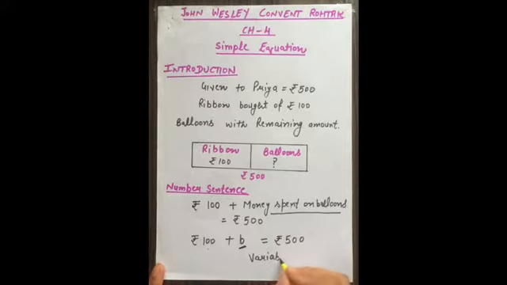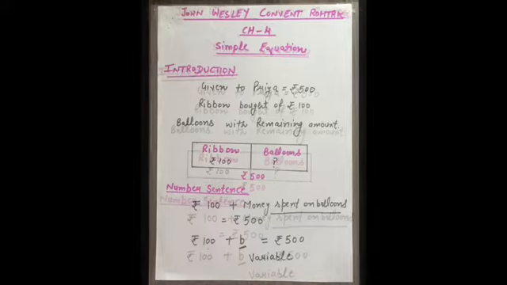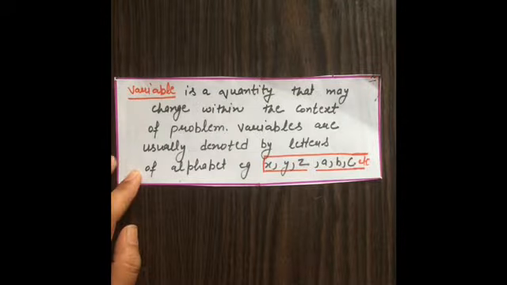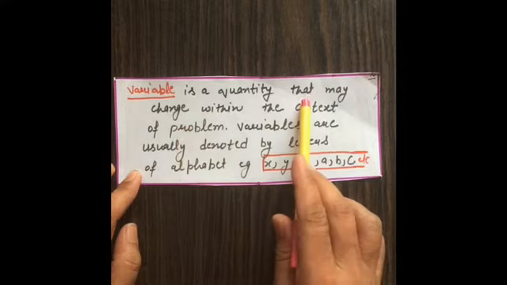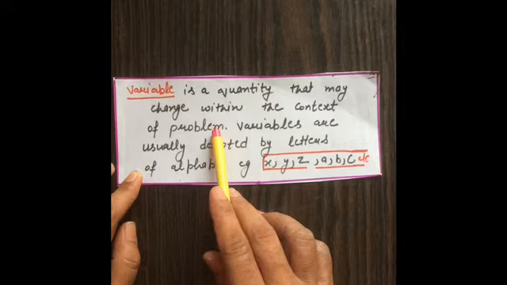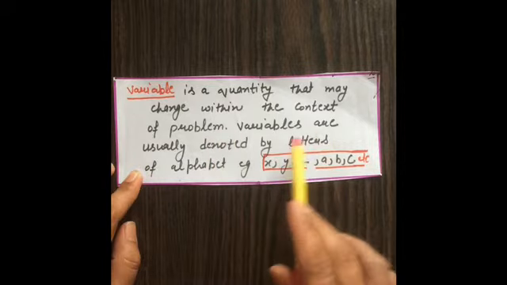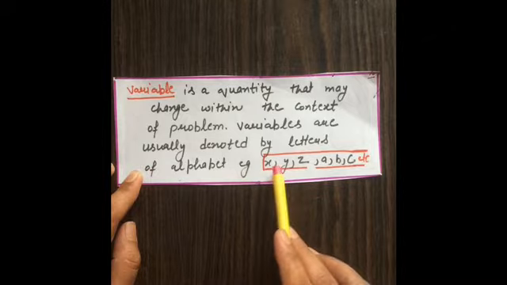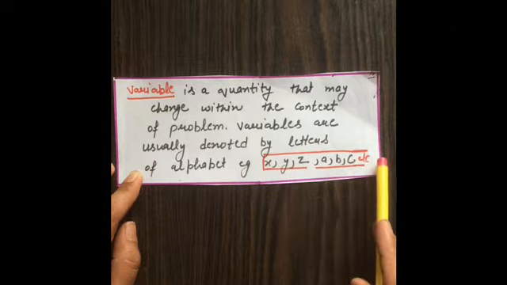A variable is a quantity whose value keeps on changing. Let us define variable. A variable is a quantity that may change within the context of a mathematical problem. Variables are usually denoted by letters, alphabets like X, Y, Z, A, B, C, and so on.